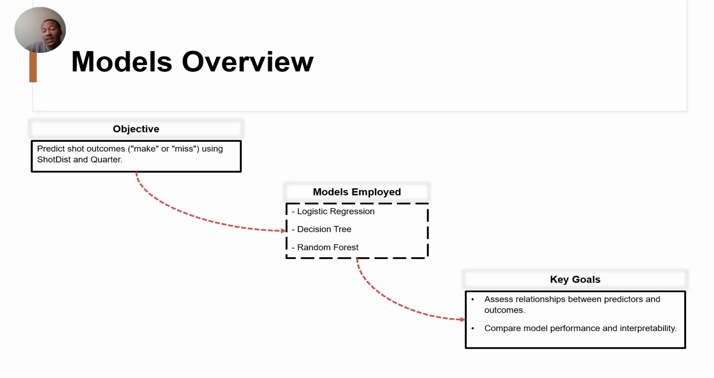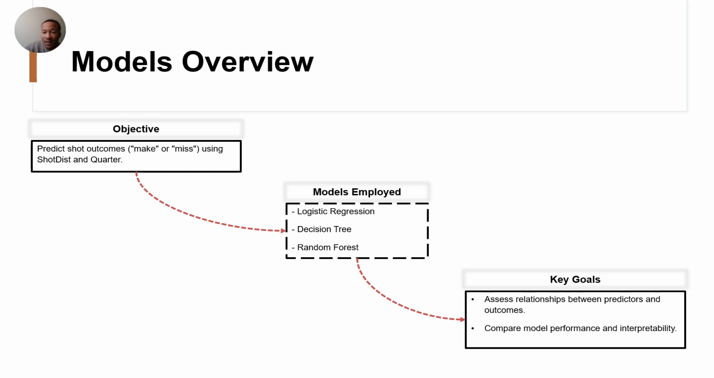So to achieve this, I utilize three different models. The logistic regression model, which was used for understanding the probability of shot success based on our predictors. Two, decision tree, which was used to uncover nonlinear relationships and its easily interpretable decision rules. And three, a random forest, which builds on those decision trees to improve accuracy and reduce overfitting by averaging multiple trees.